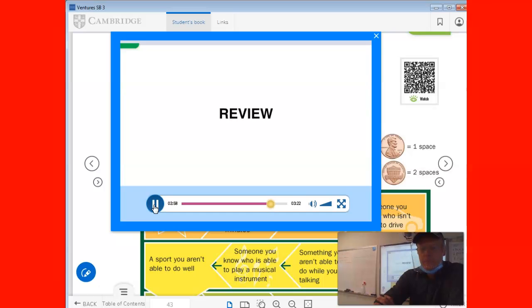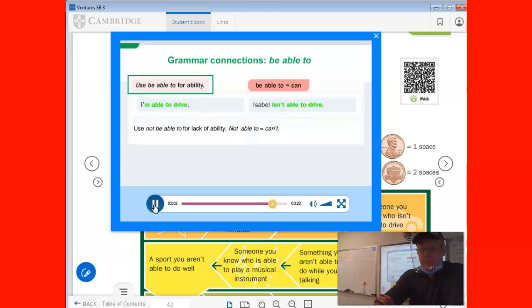Let's review. Use be able to for ability. Be able to means can. I'm able to drive. Use not be able to for lack of ability. Not be able to means can't. Isabel isn't able to drive.